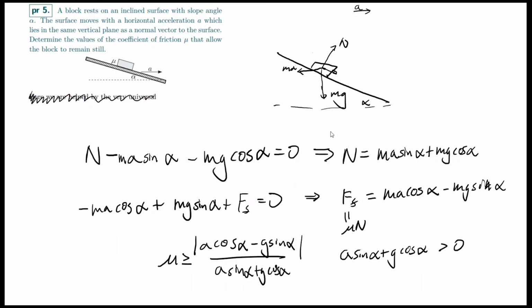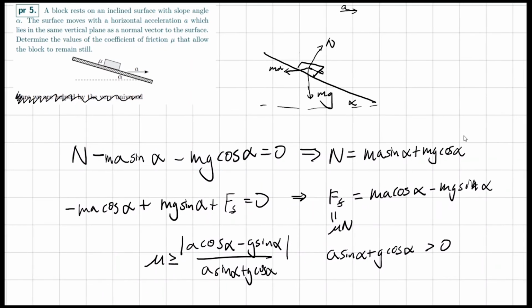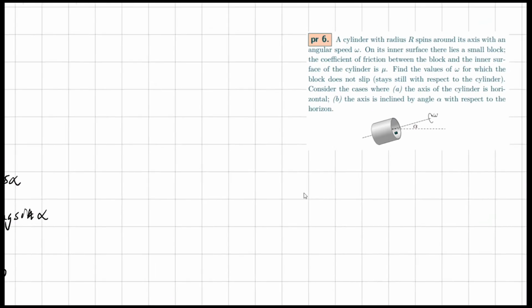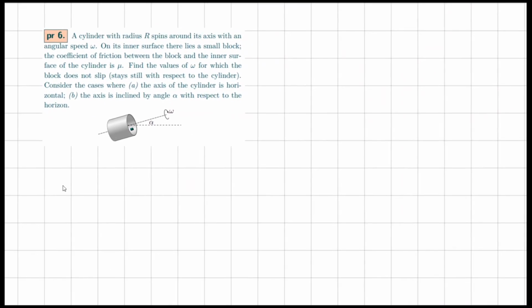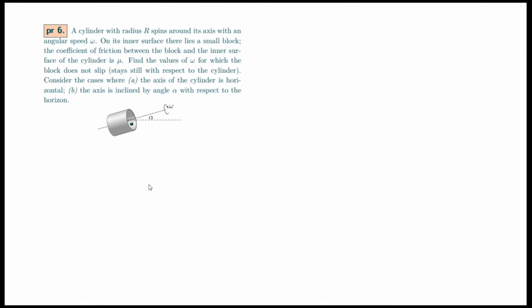So that was a bit of a simple problem, and let's move on to the next one, problem 6, and this one is very tricky. A cylinder with radius r spins around its axis with an angular speed omega. On its inner surface there lies a small block. The coefficient of friction between the block and the inner surface of the cylinder is mu. Find the values of omega for which the block does not slip. Stay still with respect to the cylinder.